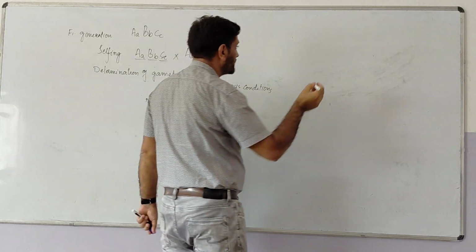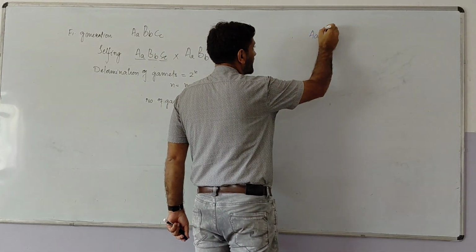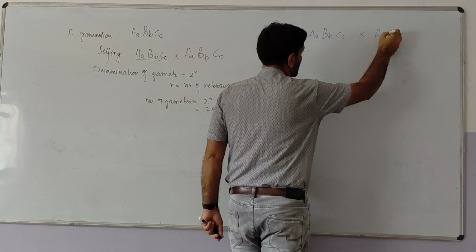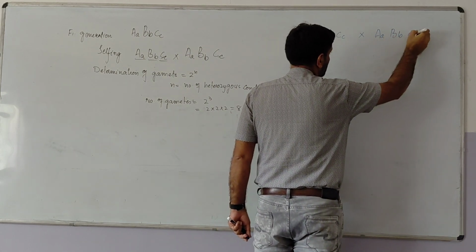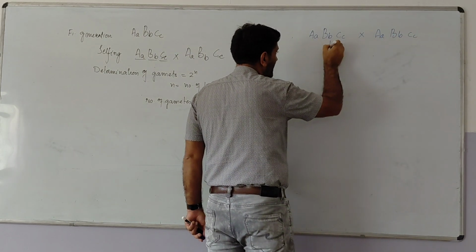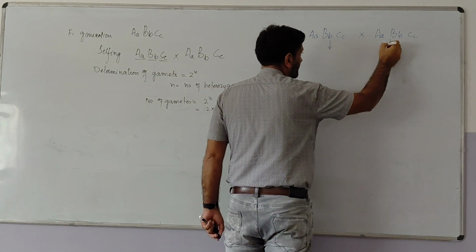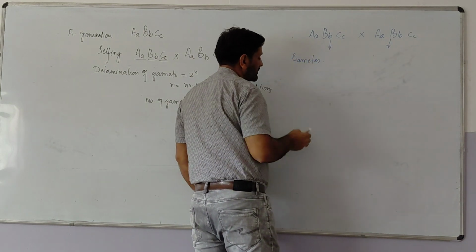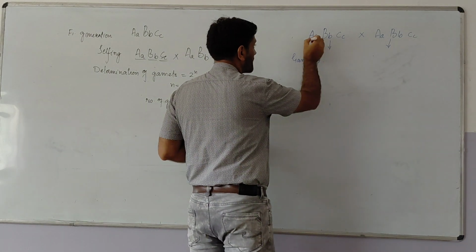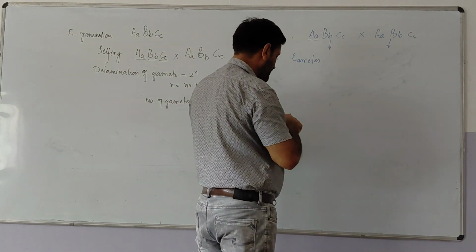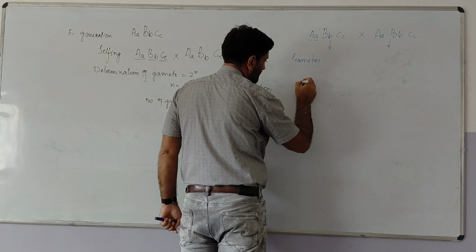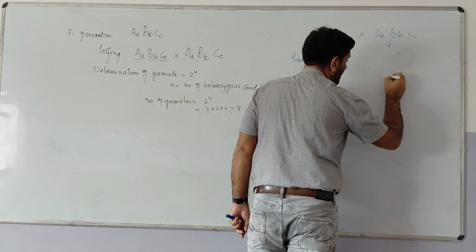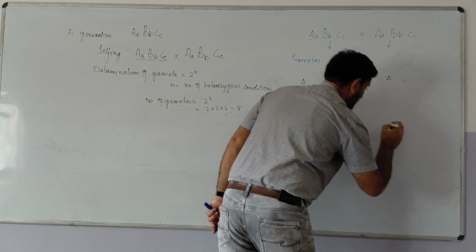Let us see, suppose this is capital A, small a, capital B, small b, capital C, small c, crossed with capital A, small a, capital B, small b, capital C, small c. Now let us have the gametes. In gametes, first take these capital A and small a. Let me write first capital A here and small a here. Same, capital A here, small a here.